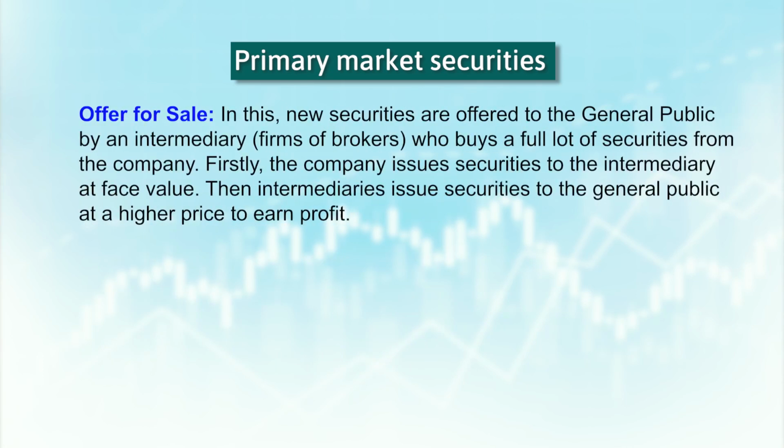Then there is another method which is called offer for sale. In this, the new securities are offered to the general public by an intermediary, that is by a firm or brokers who buy a full lot of securities from the company itself. So how does it work? Firstly, the company issues the securities to the intermediary at a face value. Then the intermediary will issue the securities to the general public at a higher price and earn profit on it.